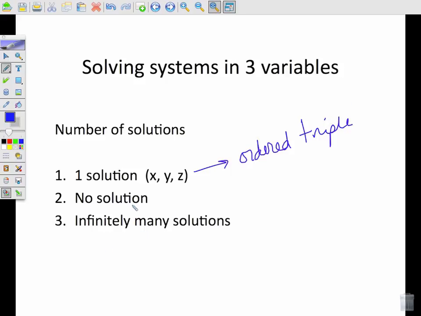Somewhere in the process, while you're solving, you're going to get something like 0 equals -3, and that will indicate that this is not going to be possible. The third thing that can happen is getting infinitely many solutions. When that occurs, you lose your variables, and usually you get 0 equals 0 while solving, and that would indicate many solutions.